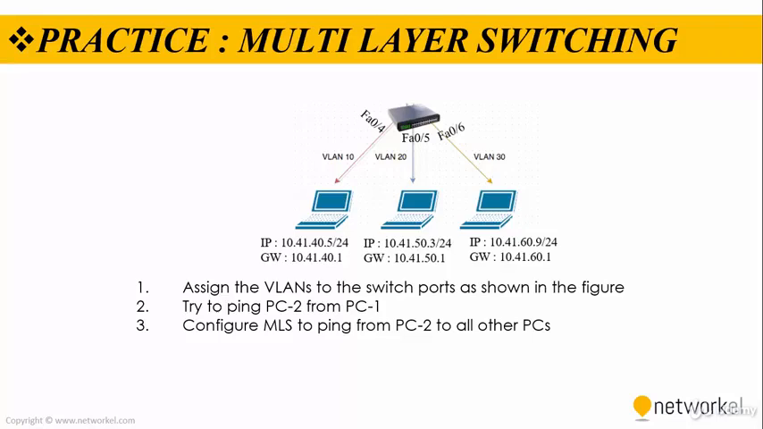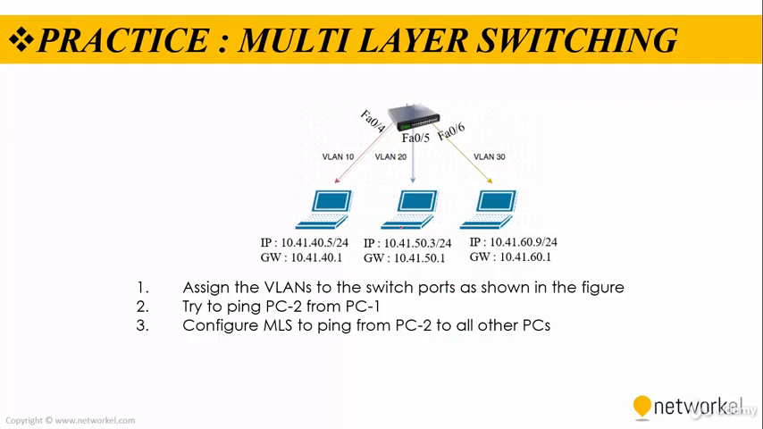In this section, we are going to configure multi-layer switching on Packet Tracer, and we'll make a lab about it. We have 3 steps to accomplish. In the first step, we need to assign the VLANs to the switch ports as shown in the figure. In the second, we are going to try to ping PC2 from PC1. And in the third, we need to configure multi-layer switching and ping from PC2 to all other PCs.